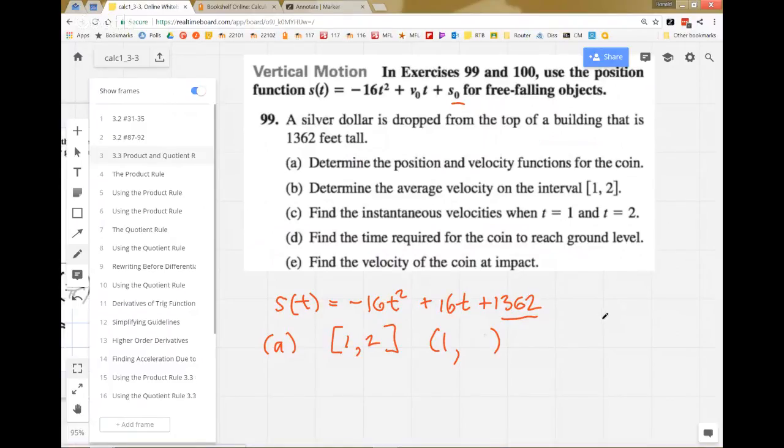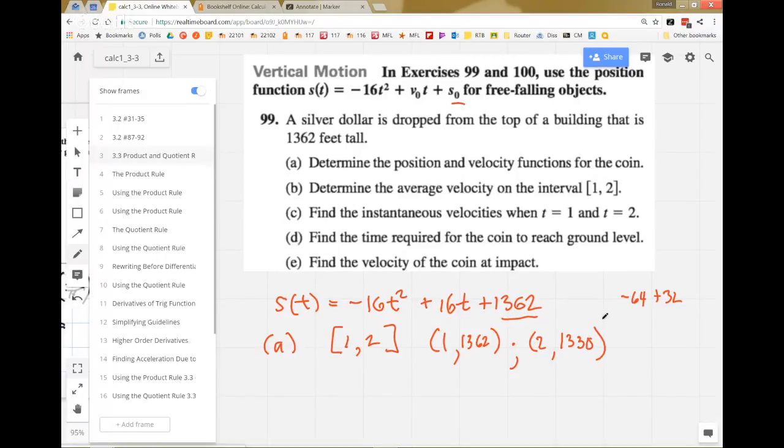If you square 1, you get 1. So you get negative 16. Negative 16 plus 16 is 0. And then you get 1362. And the other point is 2. What do we get? 2 squared is 4, and 4 times 16 is negative 64, plus 32 is negative 32. So it's dropped 32 feet, so it's at 1330.